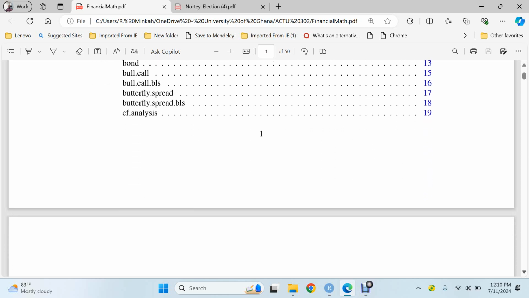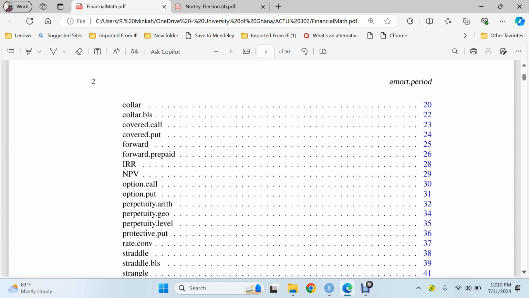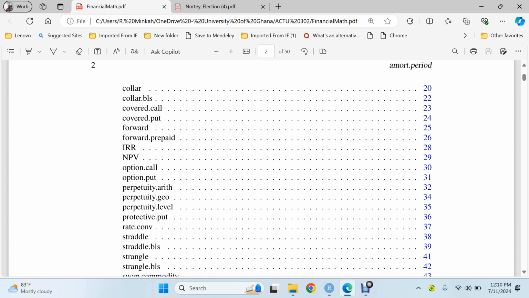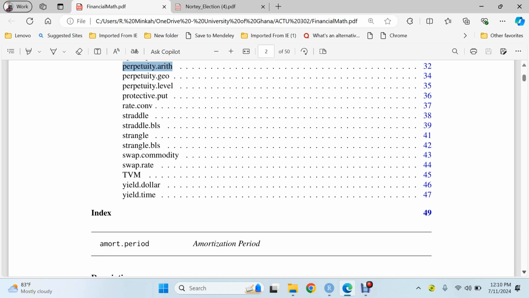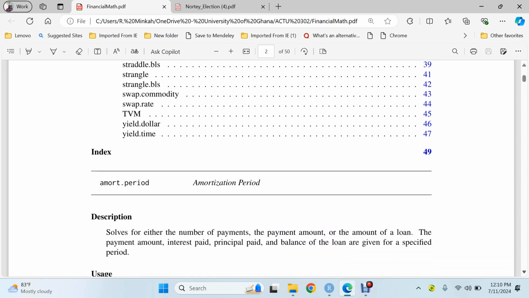So you can go through and check. There's NPV, IRR. So that's 28, 29. You remember perpetuity. So many things in this. Swaps, yield, TVM, what have you.